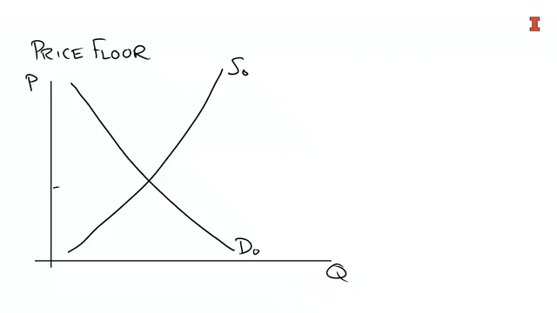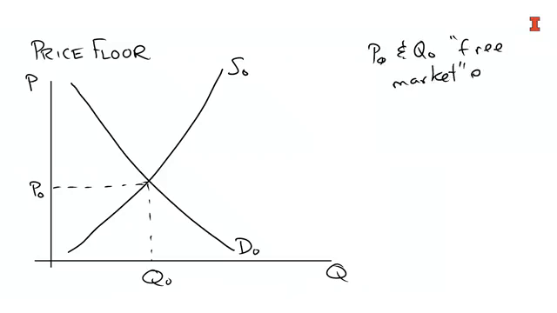We know from what we've already established that this price, P0 and Q0, would be what we might call the free market equilibrium. There's no tendency for change here. It's where the market would go absent any government intervention.